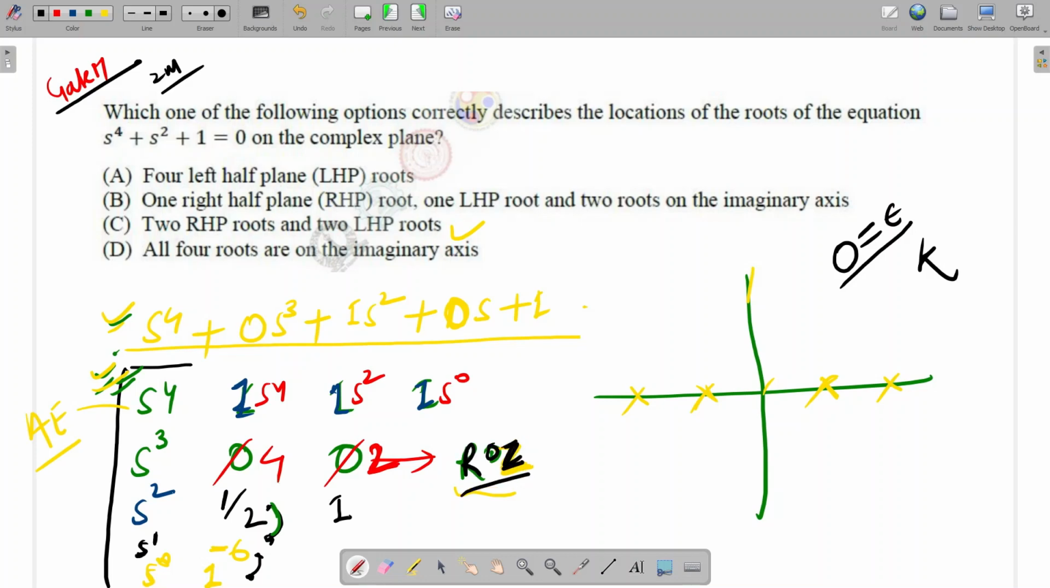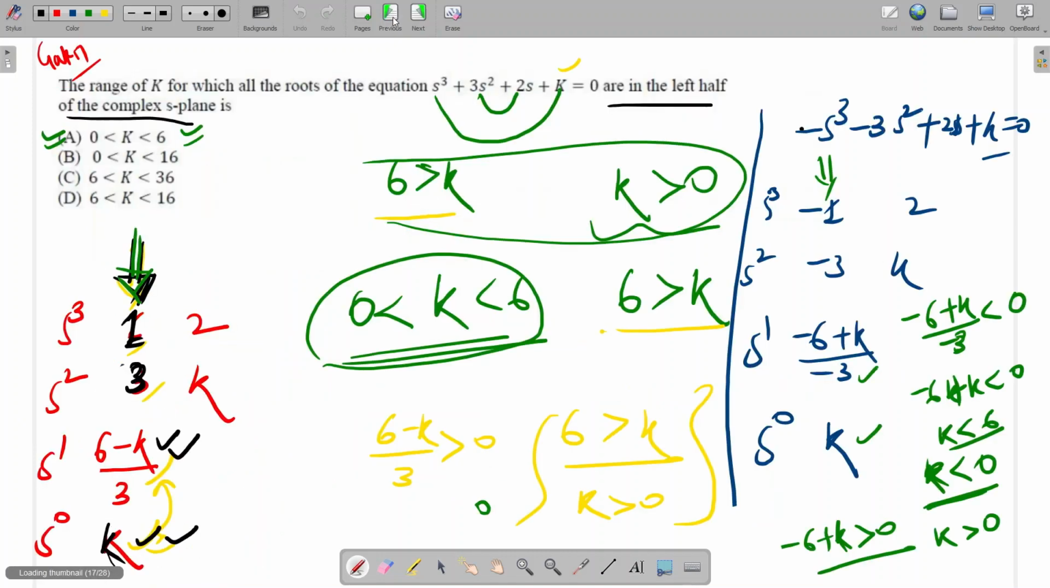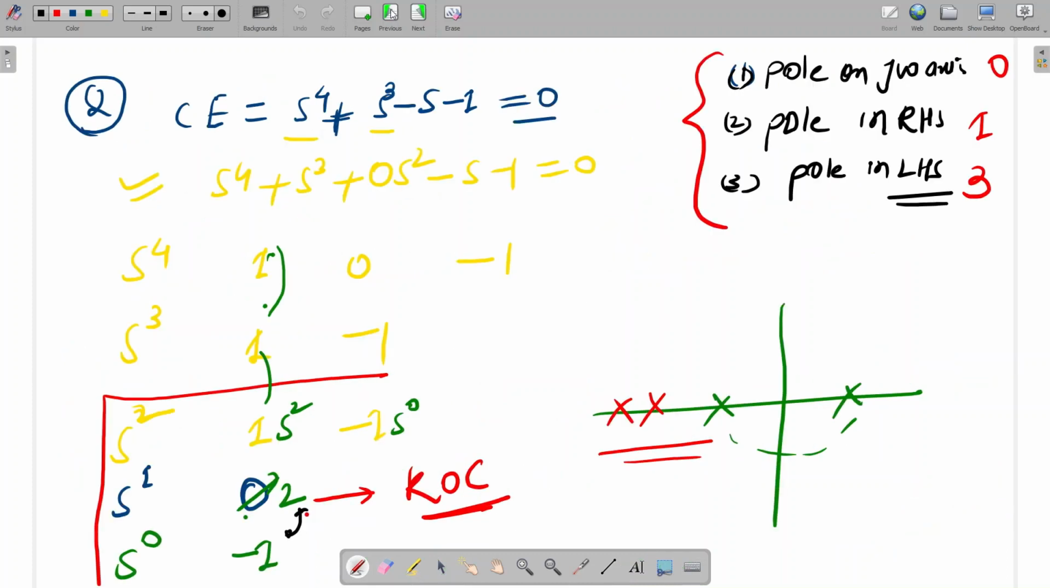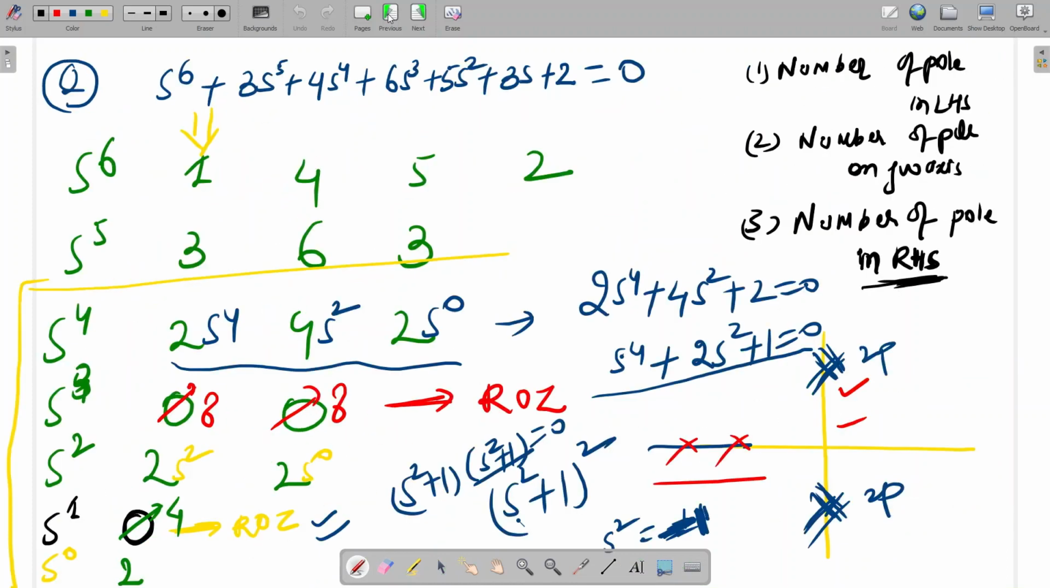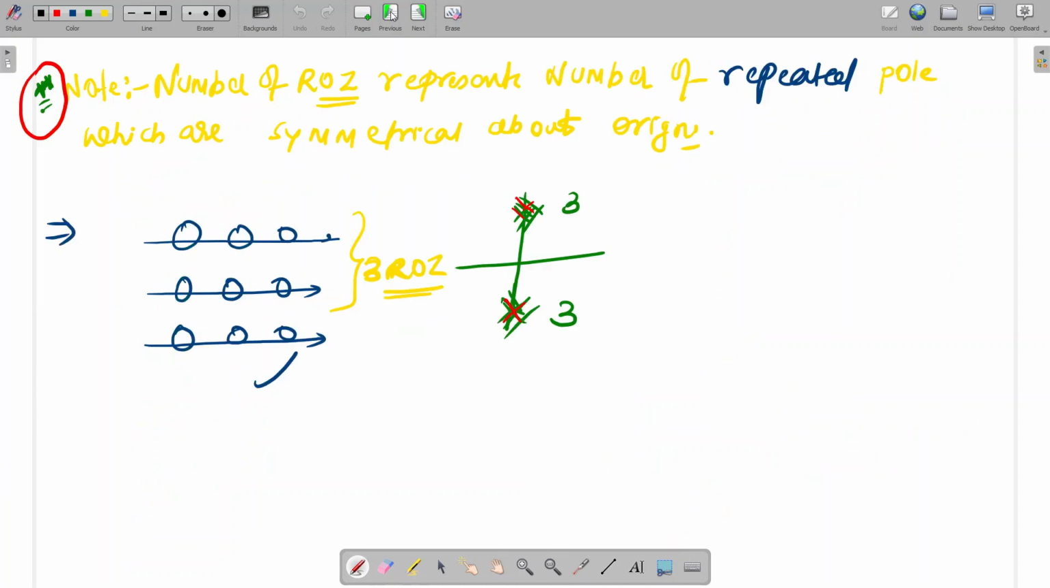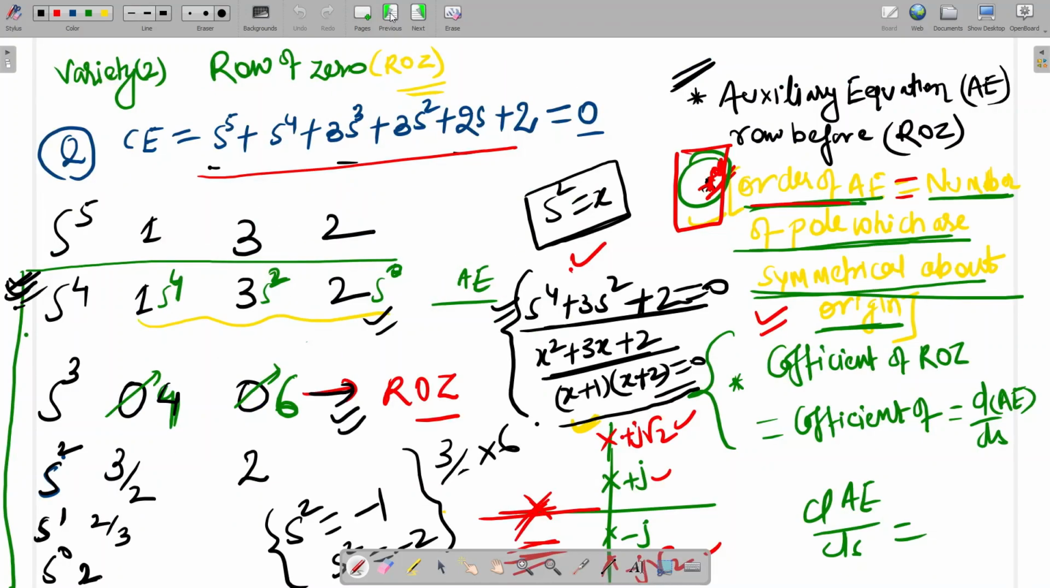Sir, let's suppose in one case two rows have zero, then that four roots will lie on the imaginary axis. That question also I have covered. So see, one second. Here we have solved this question. So that rule I have written here. One second, that rule I will show you. These are the rules related to row of 0.